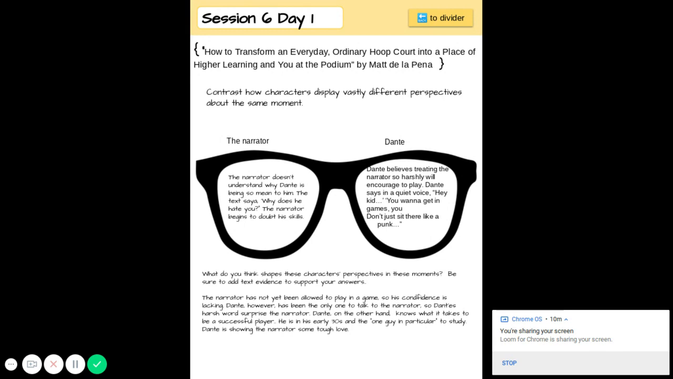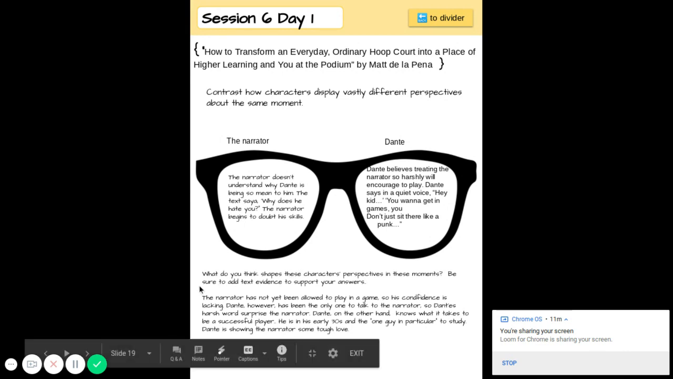Understand? So Dante was actually showing our narrator a little bit of tough love. He's being so harsh to him because he's trying to teach him a lesson. So, where he says, hey kid, you want to get in the games, you don't just sit there like a punk. So then we think about what shapes these characters' perspectives in these moments, and we use our text evidence.